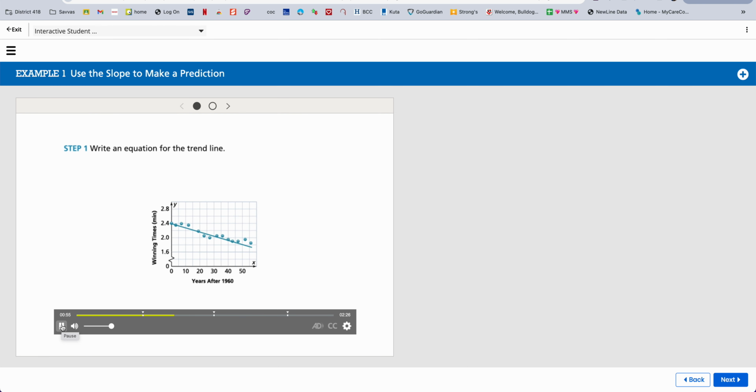Our first step is to write an equation for the trend line. In order to write an equation for the trend line, we need to know the slope of the line and the y-intercept point. What two things do we need to know to write an equation? The slope and the y-intercept. That's what we've been saying for months, and he just said the same thing.